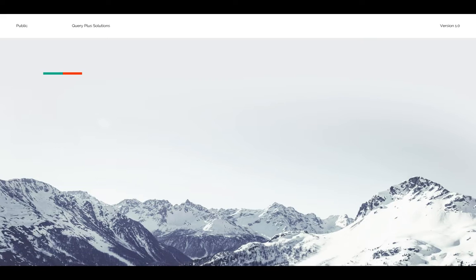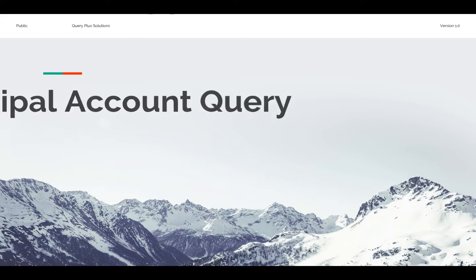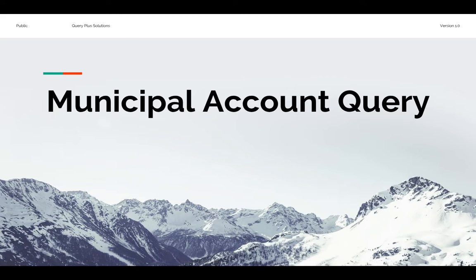Query Plus Solutions is a rates consulting company, and we help people with municipal account queries. So, if you have any municipal account query, be it opening an account, requesting a refund after you've transferred your property, rates clearance figures, incorrect billings, anything to do with the municipality, we can help you with that.